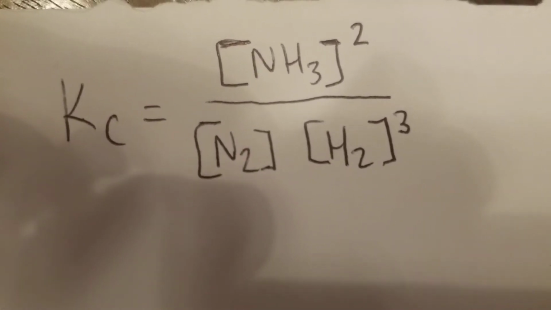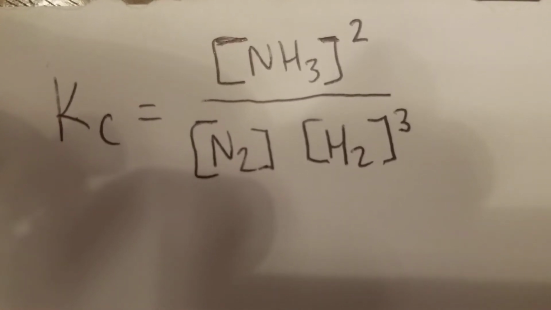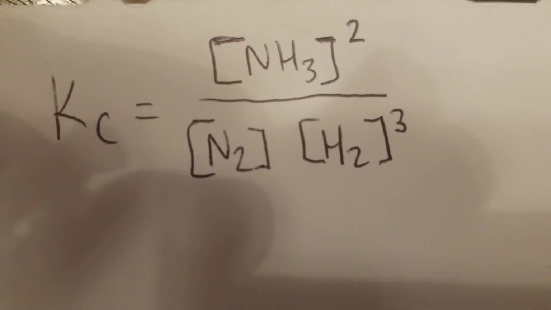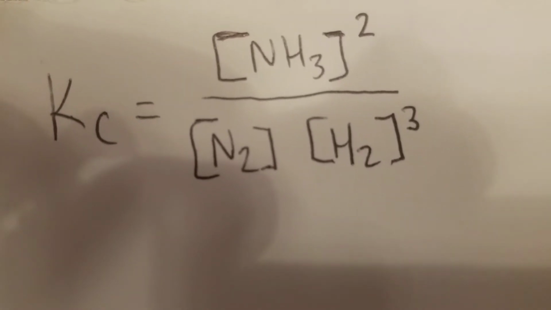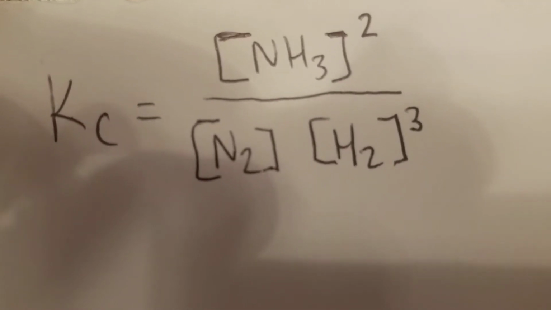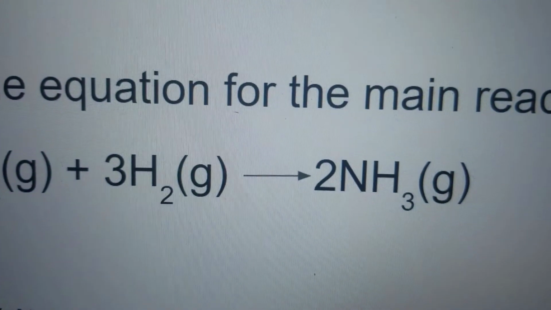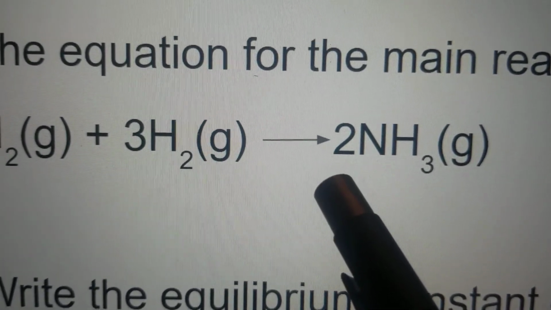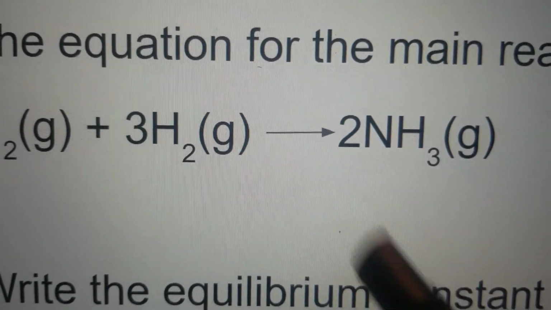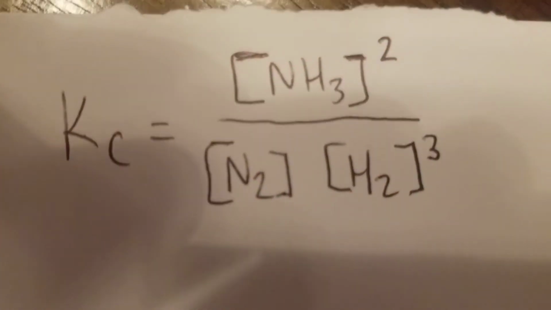Notice that I have the products in the numerator. There's only one product for this one, which is NH3. It's the concentration of NH3. The exponent 2 comes from the coefficient of the balanced equation. So the coefficient 2 is where the exponent 2 comes from in the equilibrium expression right here.